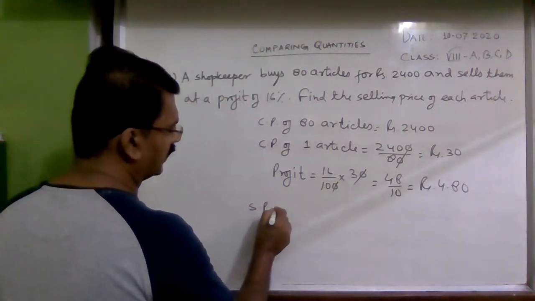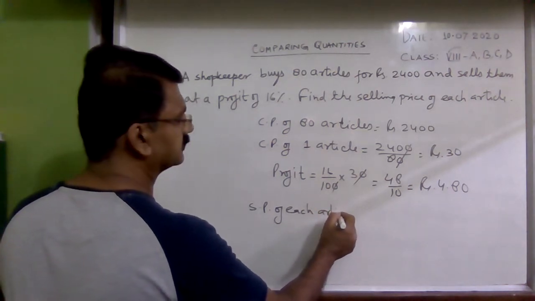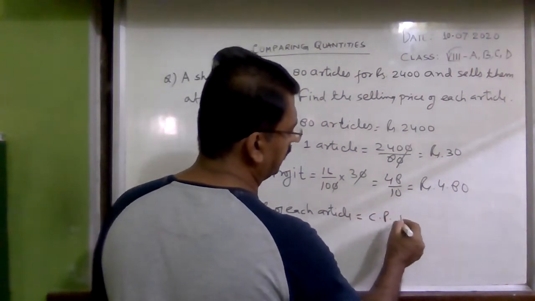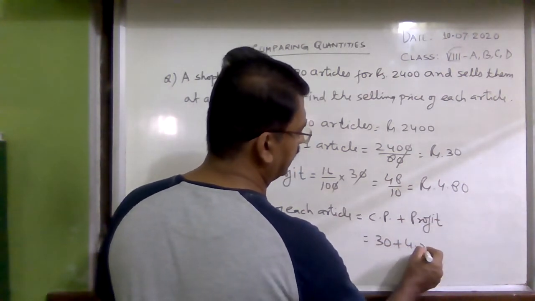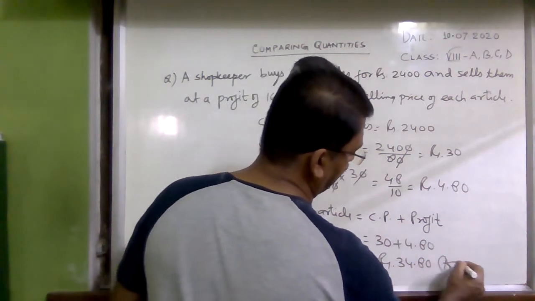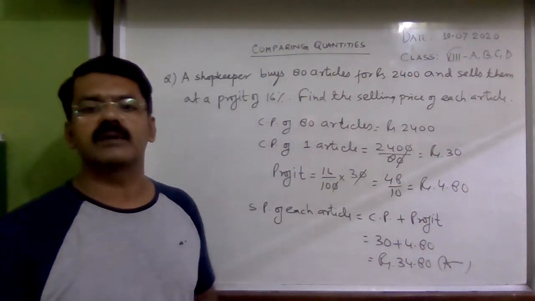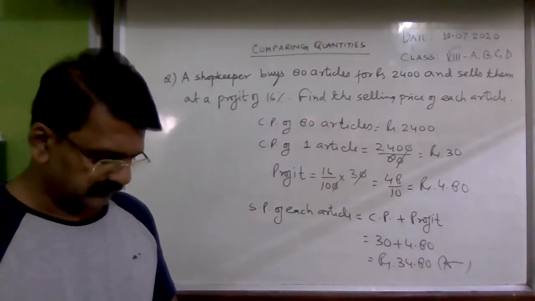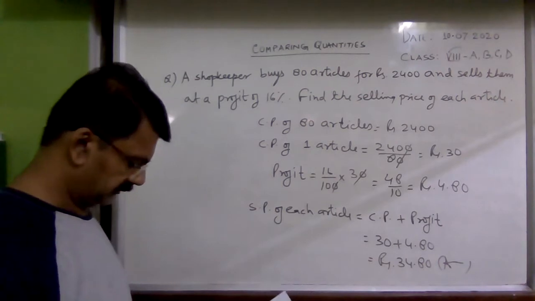Now SP of each article. You know that SP is equal to CP plus profit. CP plus profit means 30 plus 4.80, that is rupees 34.80, and that is your answer. Rupees 34.80 is the selling price of each article. Clear? Now the next question.